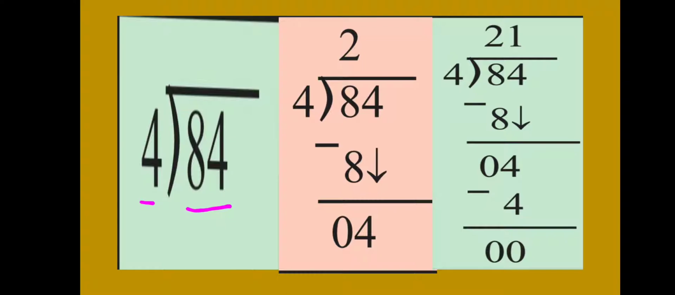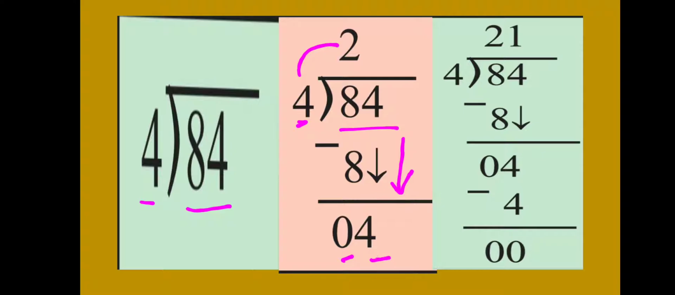4 is here and 84 is here. Say the multiplication table of 4 till you get 8. 4 1s are 4, 4 2s are 8. 8 we have got here. So 8 minus 8 is 0. Take this 4 down. This 4 is remaining.